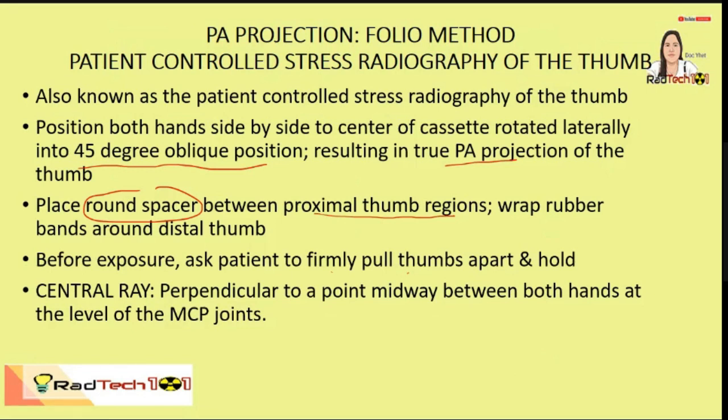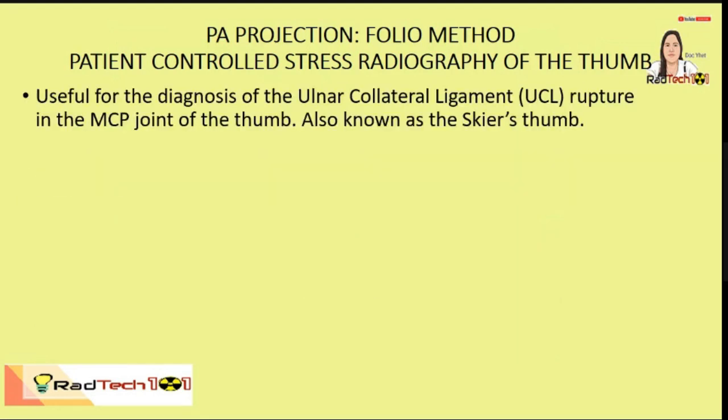Central ray, sa MCP joints pa rin, kaya lang dahil dalawang thumb, so sa gitna lang. So, midway between both hands sa level ng MCP joint. Sa level na kasi dalawang thumb na siya. So, this is useful for the diagnosis of the ulnar collateral ligament rupture or the UCL rupture in the MCP joint of the thumb. So, yung other name for UCL or ulnar collateral ligament rupture is the skier's thumb.